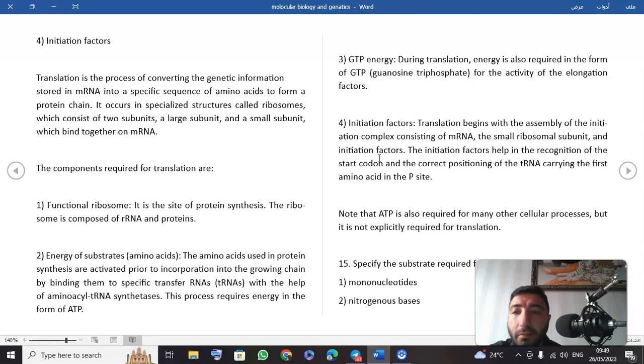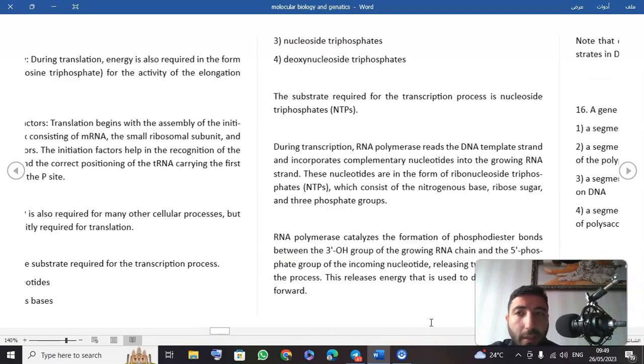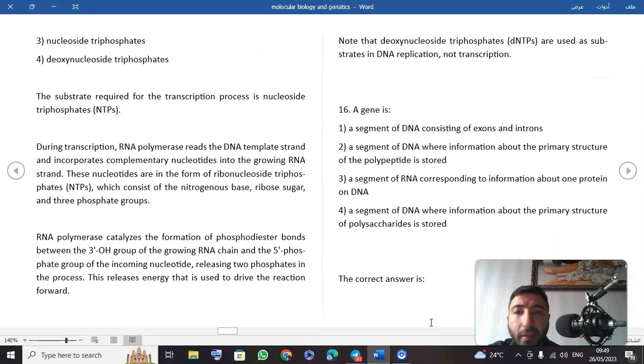Question number 15. For those who want extra information, you may return to the extra information about this question. Question number 15. Specify the substrate required for the transcription process. It will be triphosphate NTPs, and the other information has been written in the description.